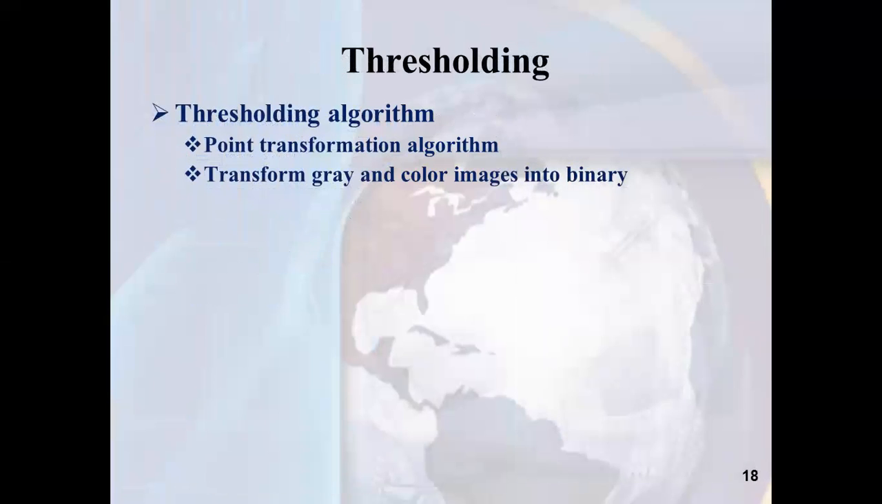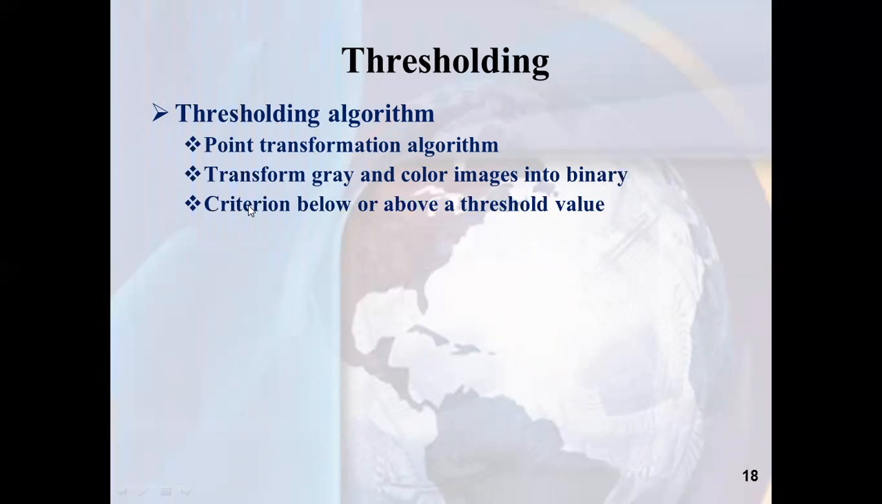Now for thresholding. This is what we call thresholding, and when we talk about thresholding, it is how to transform a gray color image into a binary image, or an image that is constituted by only two colors. So it's a point transformation algorithm. It means that we apply this algorithm pixel by pixel, and its principle is to transform gray images or colored images into binary.